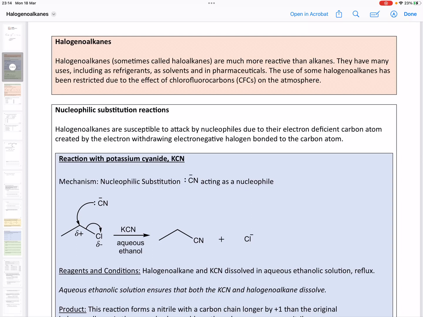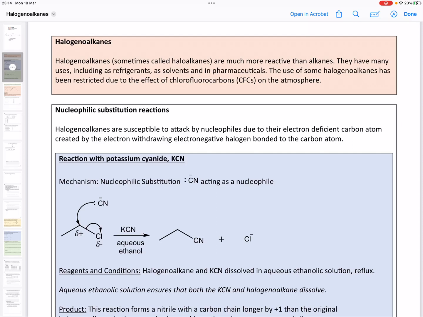In their own right, they're useful as refrigerants and solvents, but that can be problematic because, as we've also studied, chlorofluorocarbons, which are a type of halogenoalkane, are damaging to the atmosphere, in particular the ozone layer. This particular booklet is going to focus on organic mechanisms for halogenoalkanes, and I'm going to run reasonably swiftly through them and get onto the worked examples.